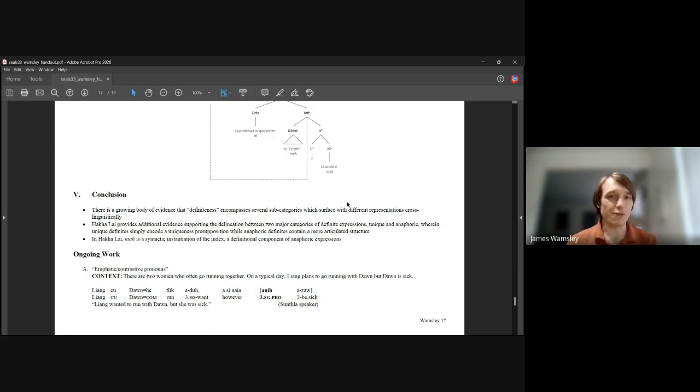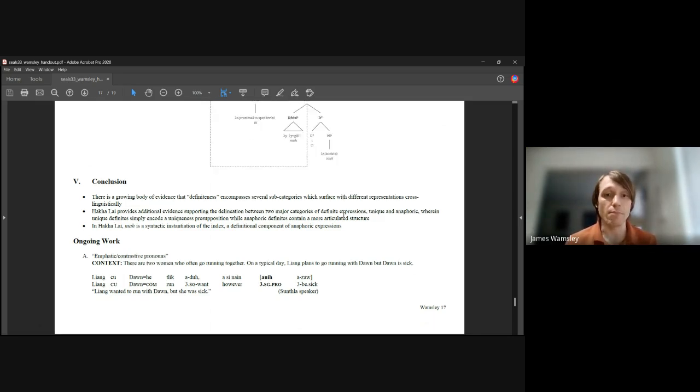So to conclude and wrap up, there's growing evidence that definiteness actually should be looked at as several subcategories of definiteness, and Hakha Lai is a language that provides additional evidence that this is the case, because we see delineation between these two categories. And in the case of Hakha Lai, ma is the syntactic instantiation of this index, which is a definitional component of anaphoric expression.